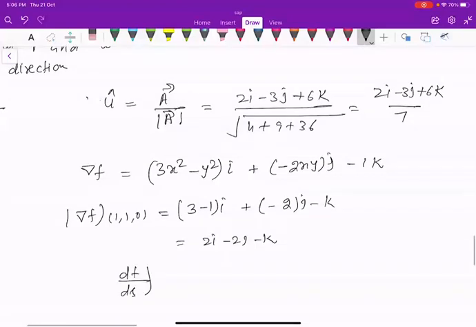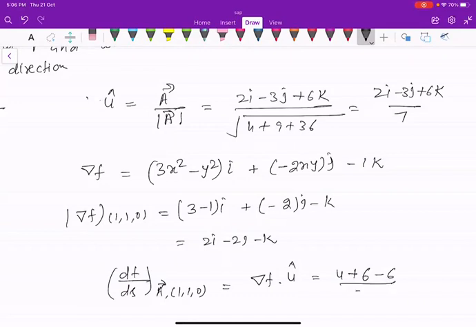So what is the value of df/ds at the point 1, 1, 0? It is simple: the dot product del f dot u. I'm writing directly. If you're not able to understand, you can ask. 4 plus 6 minus 6 upon 7. It is coming out to be 4 by 7. That is the dot product of this one and this one.